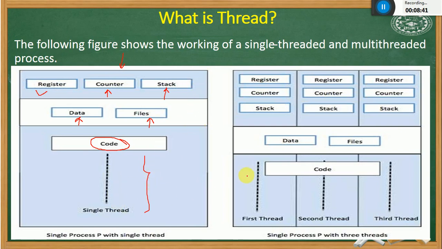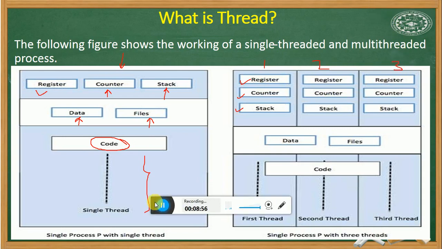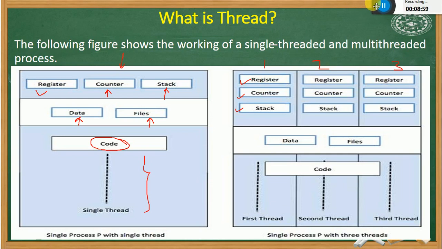If we have a multi-threading approach, then every individual thread has its register, program counter and stack separately. So it is thread 1, thread 2, thread 3. In the multi-threading approach we have 1, 2, 3, it may be n threads. Every individual thread has a register, counter, stack. These are separate. They share common data, that is the data segment, and files.